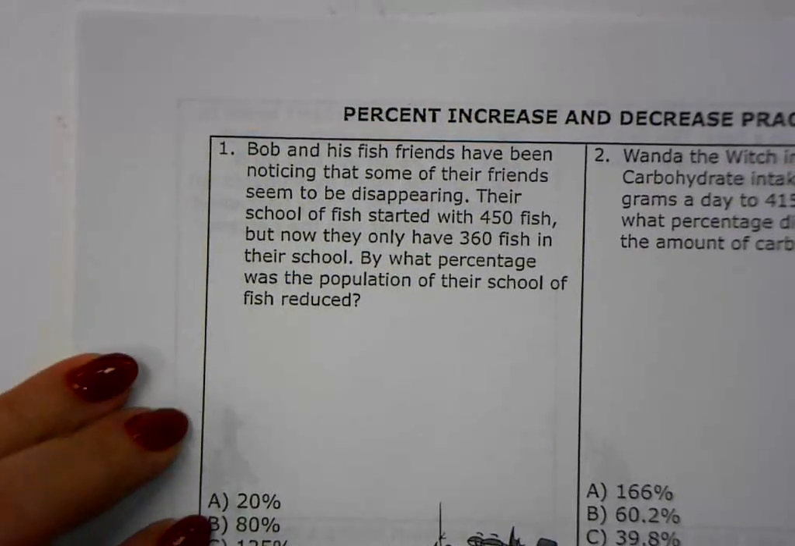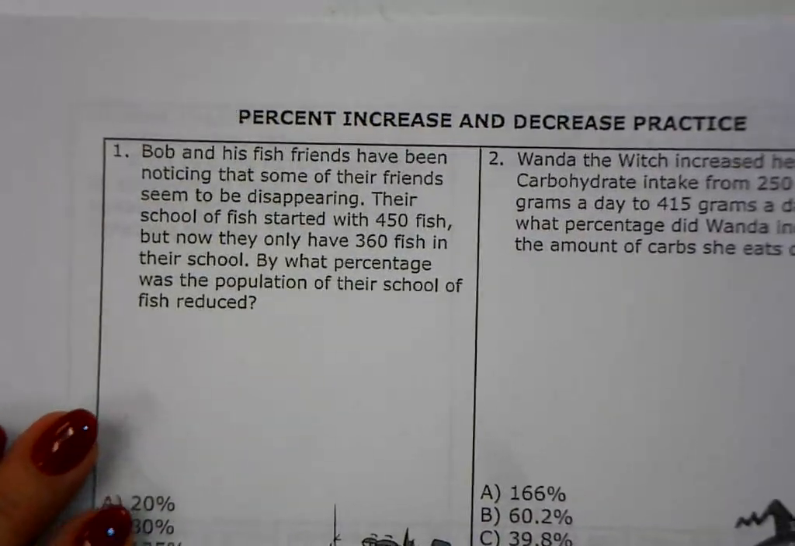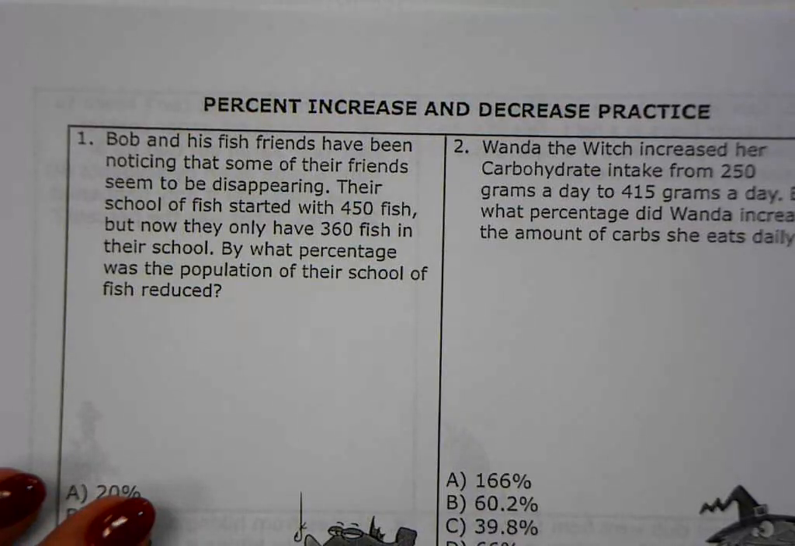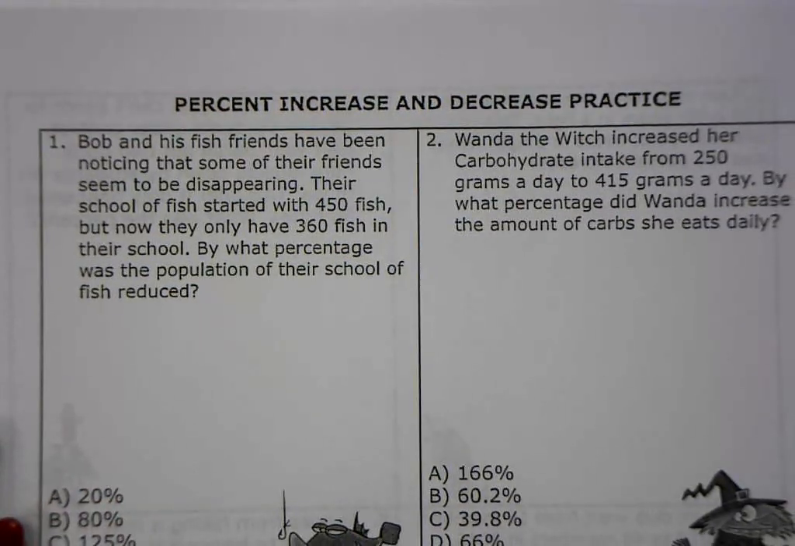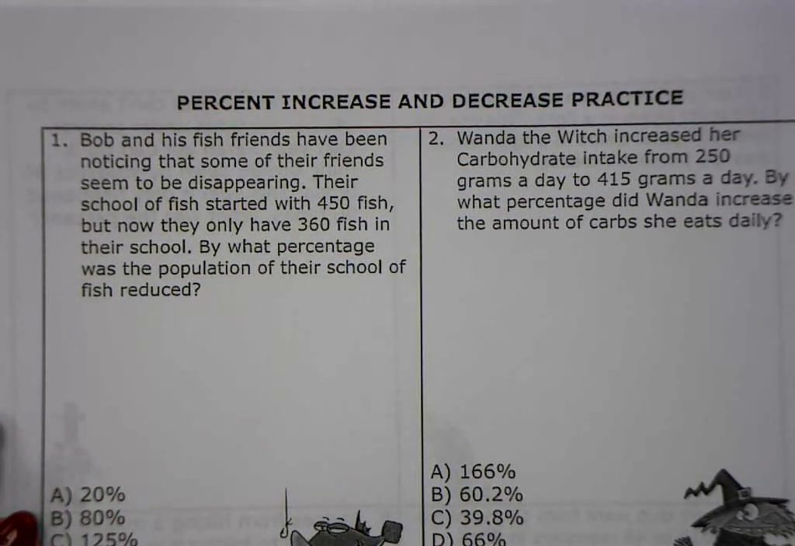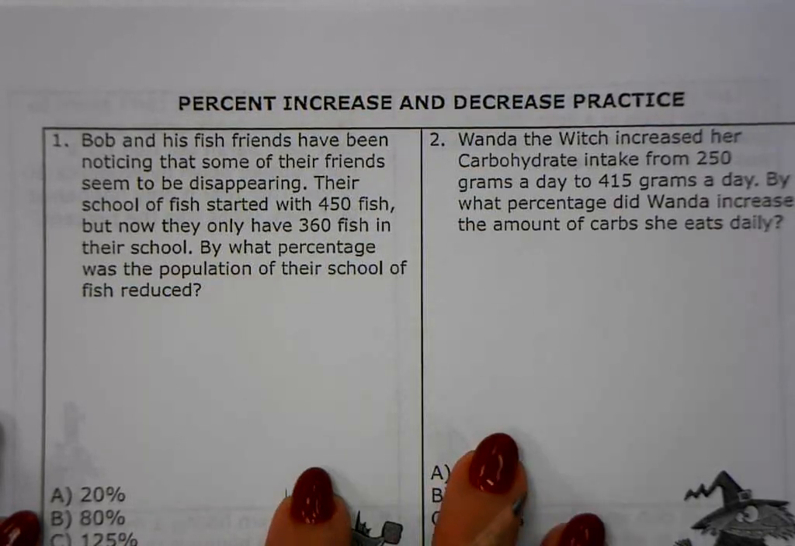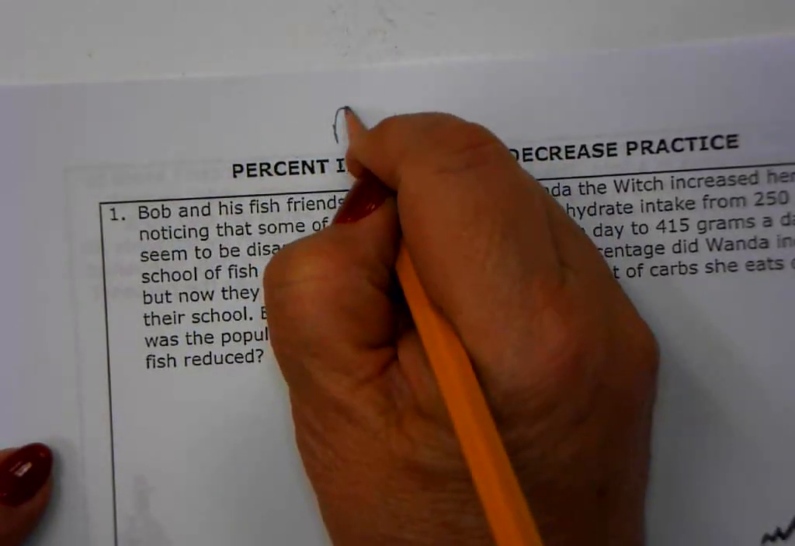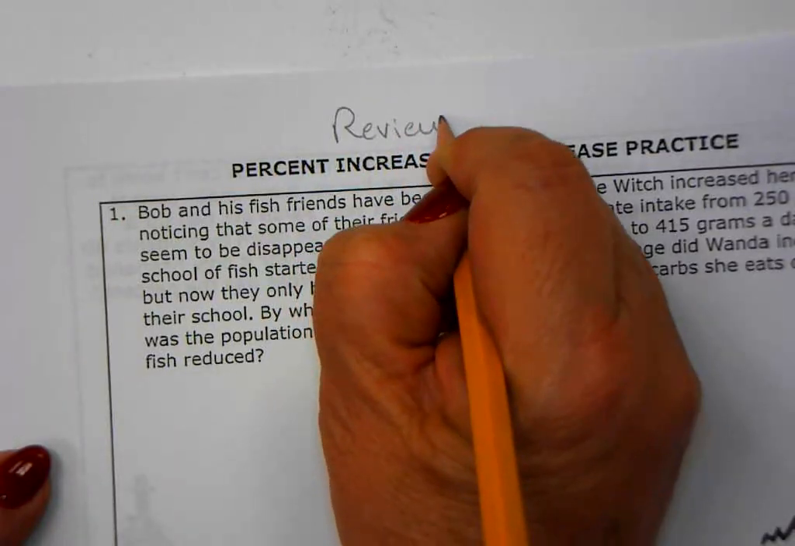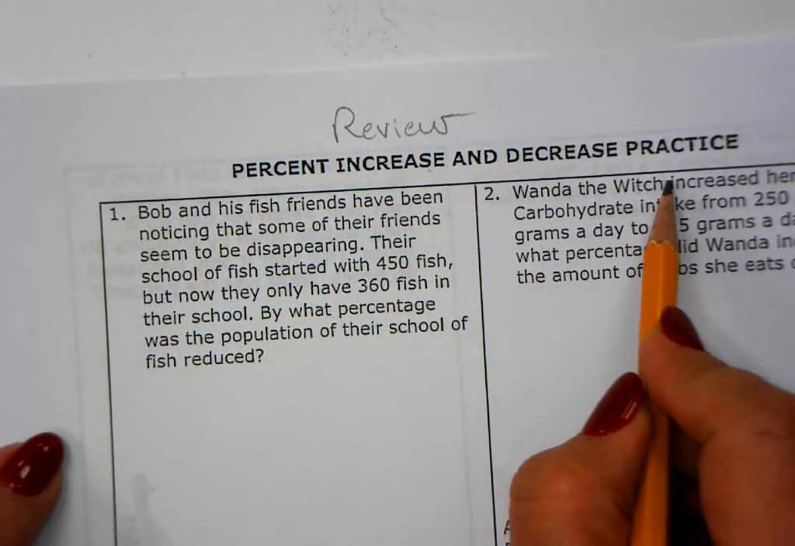Okay, so this was today's homework. If you did not complete it in class, then this is what you were finishing up over the weekend and turned in on Monday. So this was issued today. This is a review on percent increase and decrease practice.